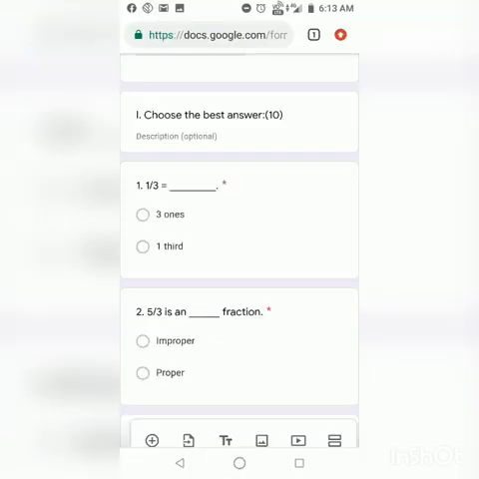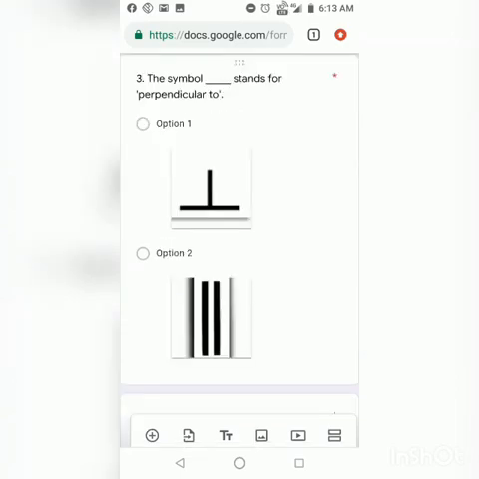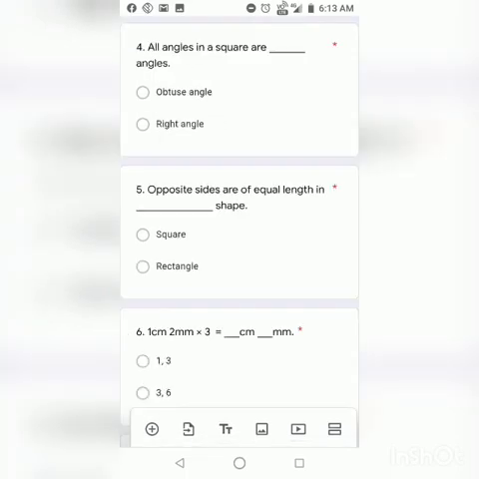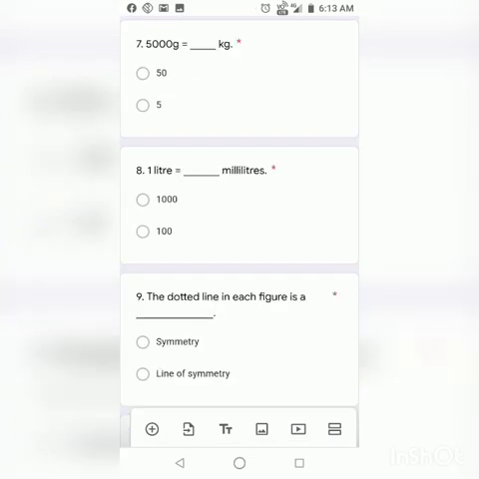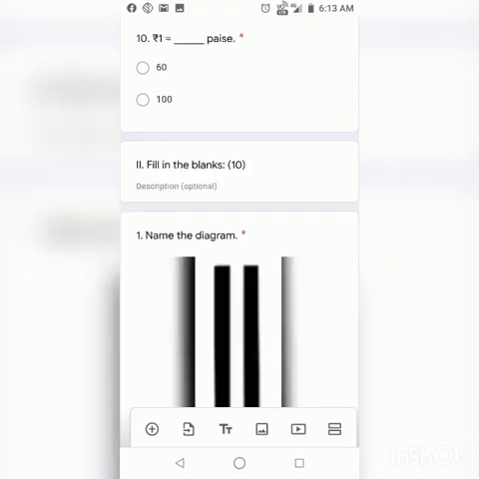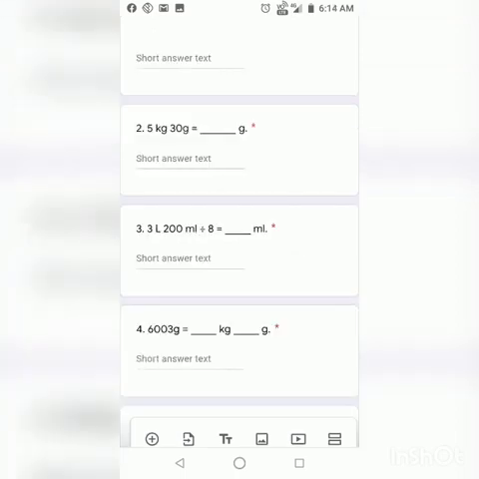First Roman letter, choose the best answer. I have given 40 questions and you choose the best answer. There are 4 Roman letters, Roman letter 1, Roman letter 2, Roman letter 3 and Roman letter 4. You have to answer all 40 questions across the 4 Roman letters. Read the question carefully, kana. In the first Roman letter, choose the best answer is given. You have to choose any one option, okay? There are 10 questions in Roman letter 1.